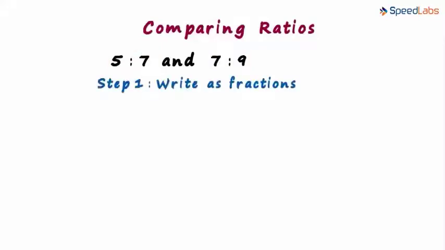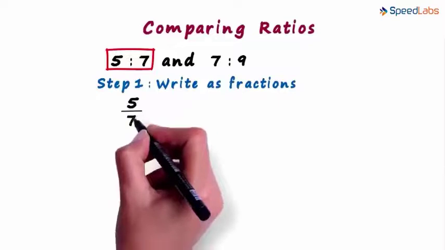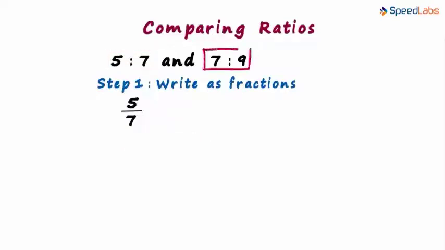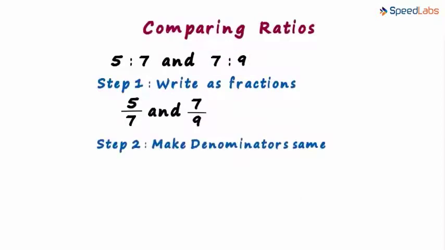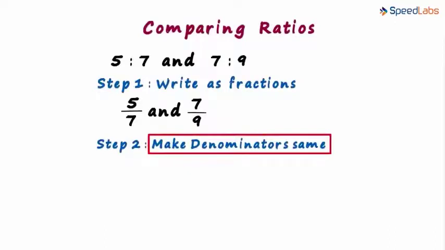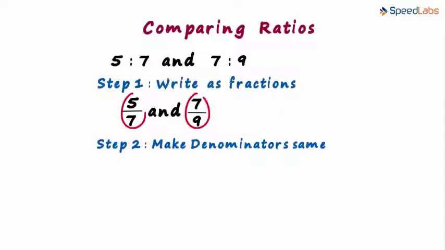The first step is to write the ratios as fractions. This ratio can be written as 5/7, and this ratio can be written as 7/9. The second step is super important. It says that we have to make the denominators of the fractions same. That is, to compare 2 fractions, we need to make their denominators same.